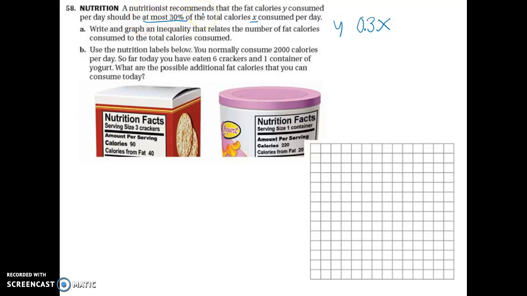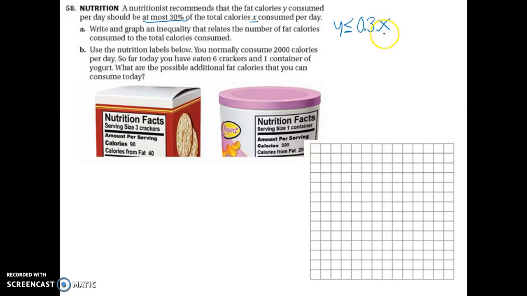Now it says that this amount, which is Y, should be at most 30% of X. So that means Y needs to be less than or equal to whatever that amount is. It does not want to go higher than that amount. So that is the equation, and we didn't have to define the variables because they already did for us. So next thing we need to remember is to graph it.